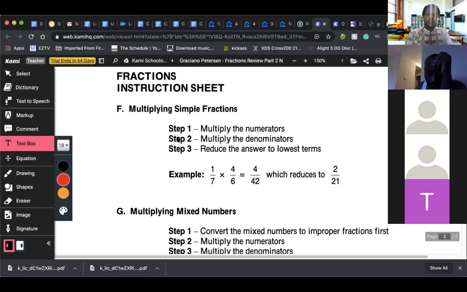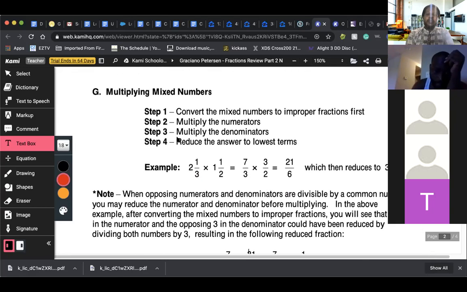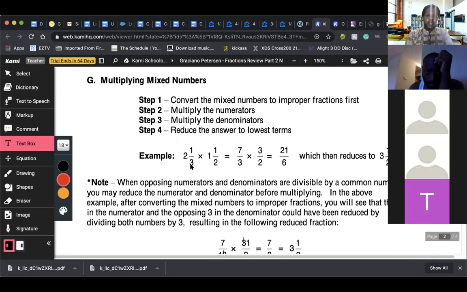Okay. All right. When we multiply mixed numbers, in order to properly multiply mixed numbers, we should convert them to improper fractions first. All right. So that's why we learned how to convert last week to improper fractions. Remember, we have to multiply and then add. So we multiply the denominator to the whole number and then add the numerators. We do 3 times 2 to get 6 plus 1, we get 7. So now we have 7 over 3. And then we do the same thing for the other one. We have 2 times 1 plus 1, we have 3 over 2. And then we can multiply those straight across to get 21 over 6.